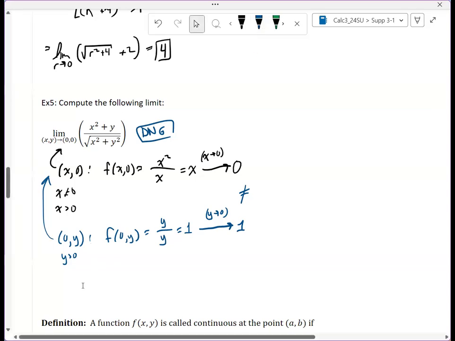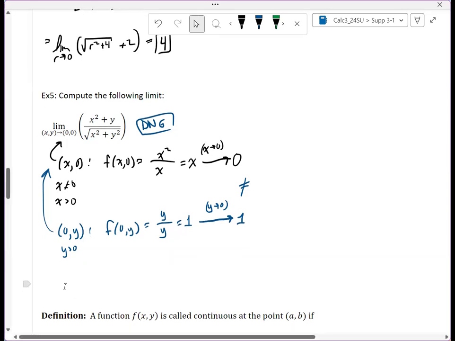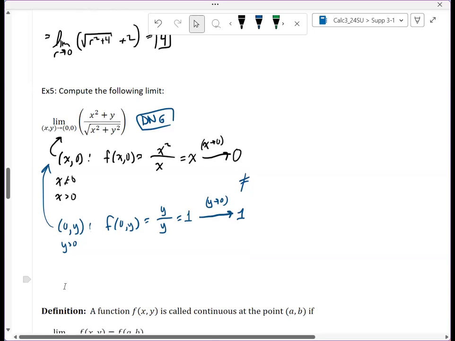Okay, so we've talked a bit about limits in 2 dimensions, and I think we see it's quite a bit more complex than limits in 1 dimension, mainly because of this issue that we can approach along infinitely many different paths.